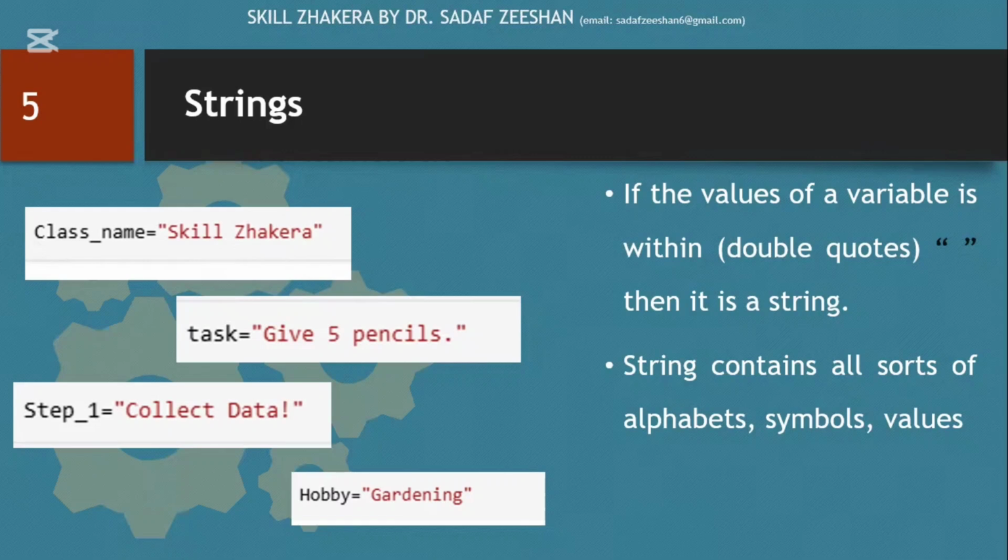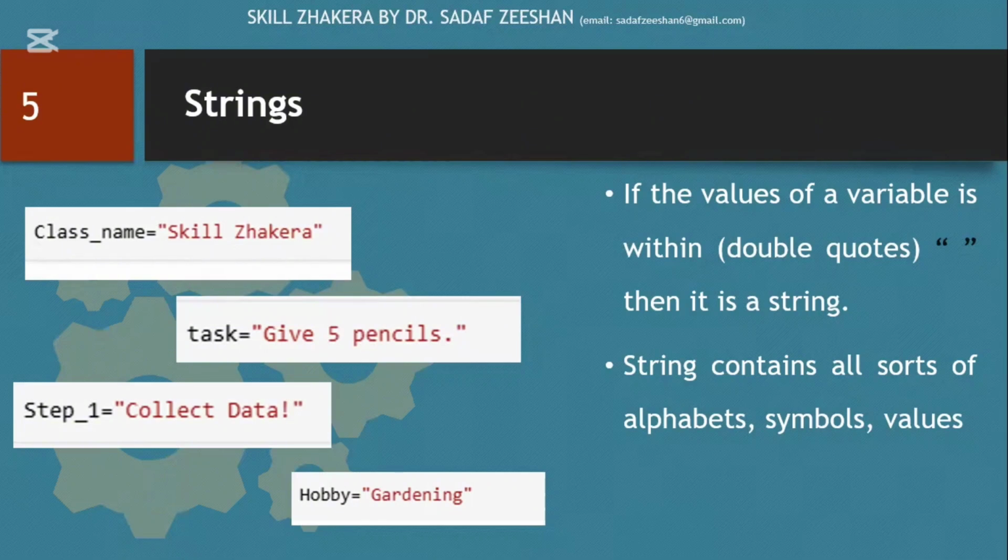Then we have something in Python called strings. If the value of a variable is within double quotes, it is called a string. A string contains all sorts of alphabets, symbols, values, numbers. So if my variable is assigned a certain value and it is in double quotes, it will be called a string. For example, class name is Skill Zakhira. Please note, strings can have spaces. A variable cannot have spaces.